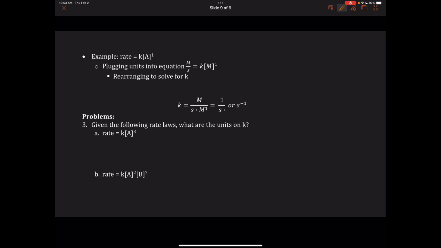Now, say my rate law is first order. I do the same thing. I plug my units into my rate law. So molarity per second for the rate, molarity for the concentration. I rearrange to solve for K. So I'm dividing both sides by molarity. I end up with molarity divided by seconds times molarity. Molarity on top, molarity on bottom cancels. So in this case, my units are just seconds to the minus 1. So here, it's going to be very important to keep track of your units. We can't just assume we have one set unit for K because it varies depending on our rate laws.